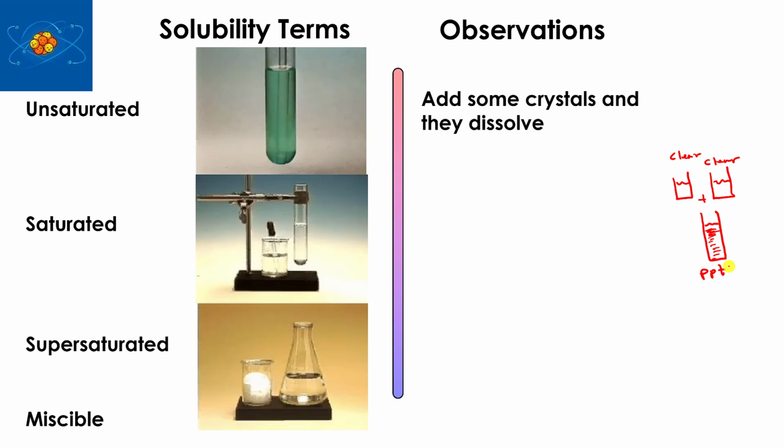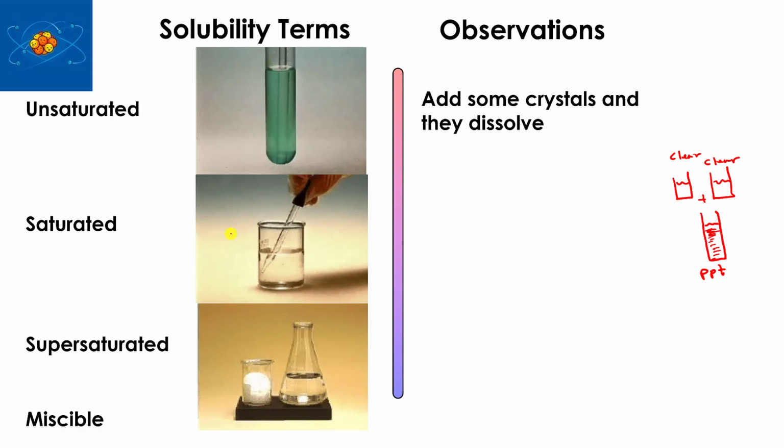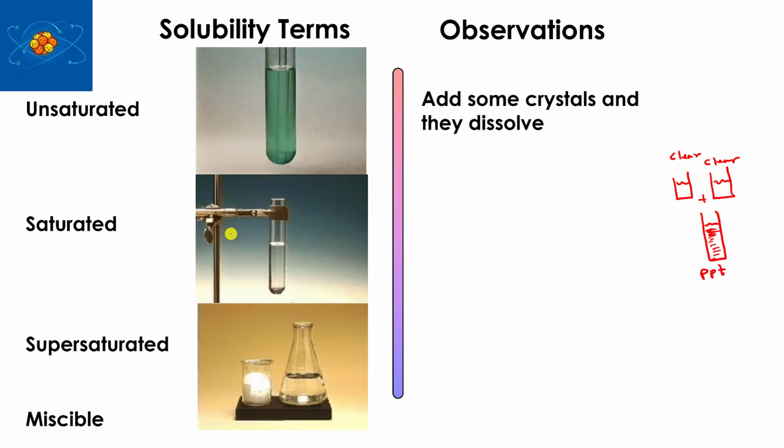So here's a demonstration of that. When solutions of lead nitrate and potassium iodide are mixed, solid lead iodide precipitates from solution. The liquid remaining in the test tube is a saturated solution of lead iodide. Whenever a precipitation reaction occurs, the solution surrounding the precipitate is saturated with the product of the reaction.